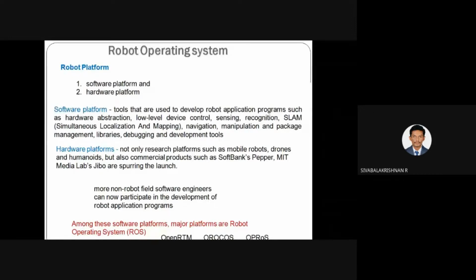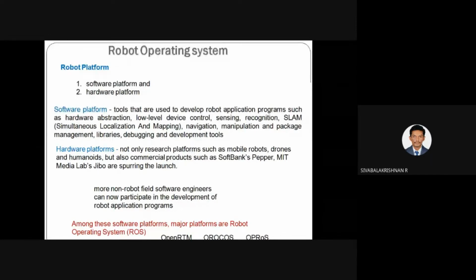So you should have some basic knowledge of the Linux system. The Linux file system, you should know those commands. By using those commands, we can use robot operating system to develop a particular application in robotics. So here, the robot platform can be divided into these two categories. The first one is the software platform, in which we are using a robot operating system.